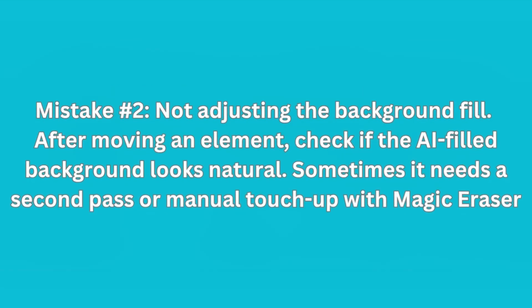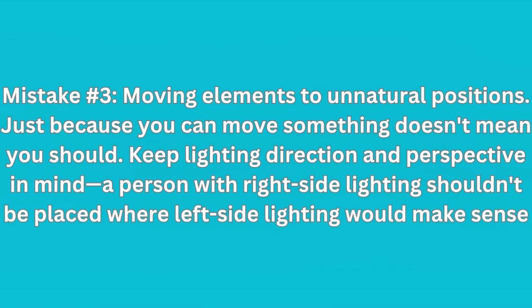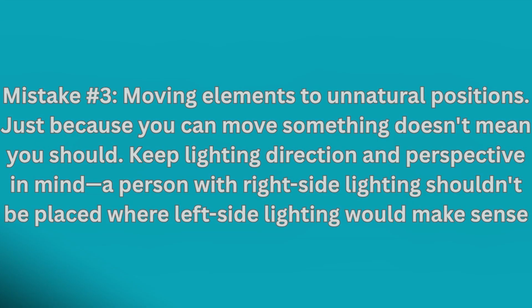Mistake number 2, not adjusting the background fill. After moving an element, check if the AI-filled background looks natural. Sometimes it needs a second pass or manual touch-up with Magic Eraser. Mistake number 3, moving elements to unnatural positions. Just because you can move something doesn't mean you should. Keep lighting direction and perspective in mind. A person with right side lighting shouldn't be placed where left side lighting would make sense.